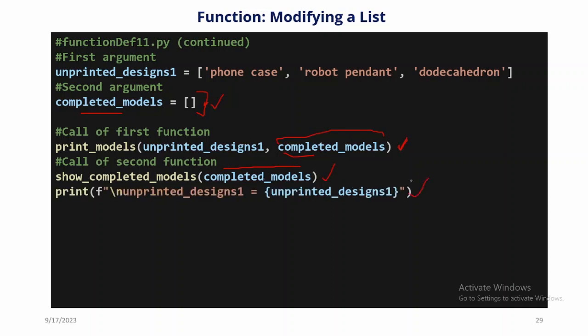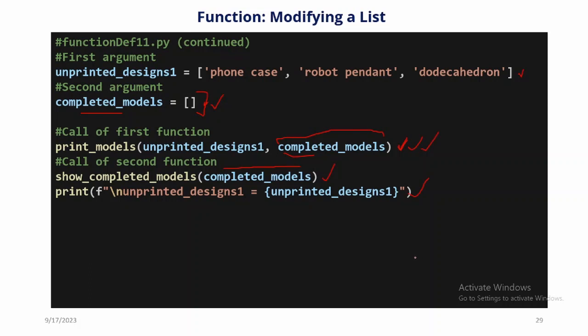Now let's print unprinted designs also. You will discover that this function also modified unprinted designs in the sense that it popped everything out from unprinted designs and put it inside completed models. So both of these two lists are changed by this function call. So we see the output of that.